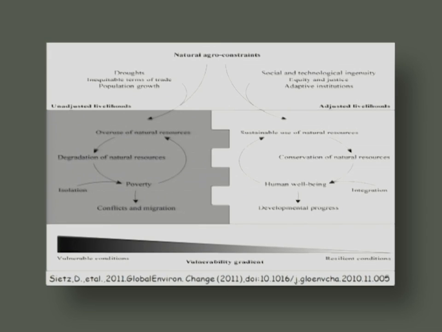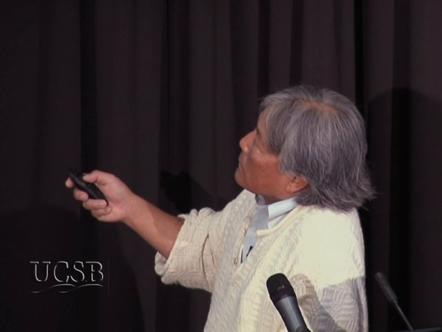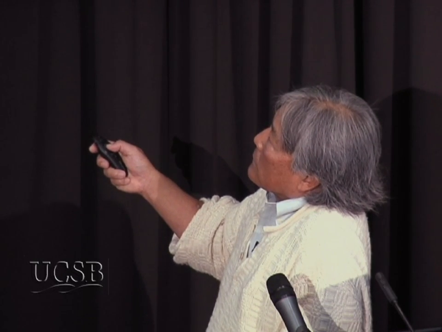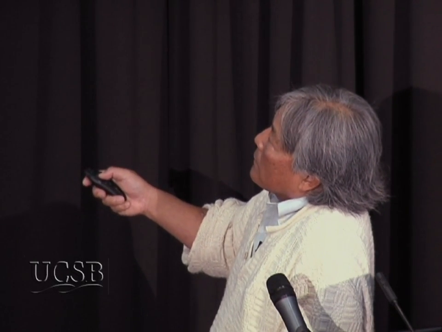One of the things, as we move forward, is looking at how we actually reduce our vulnerability and improve our resilience. This paper by Seitz that came out just recently is really interesting, because she points out that it's really important to understand and incorporate social and technological ingenuity, and reward that in a way that provides a much more sustainable pathway in our development aspects.